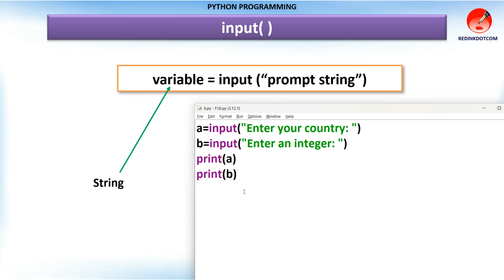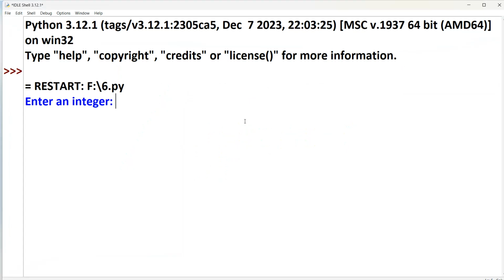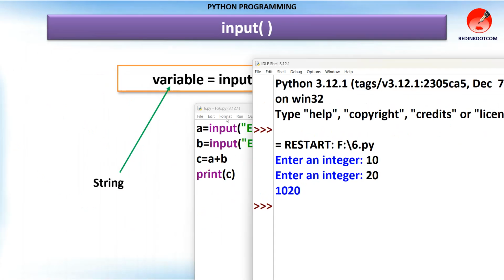We already saw that all values read from the input function are only of string data type. Let's check with an example program. I get two integer numbers and I try to add these two numbers and print the result. First I type the value 10. Second integer is 20. The expected result is 10 plus 20 is 30, but I get 1020. So it is clearly known that the value read by the input function is only a string.